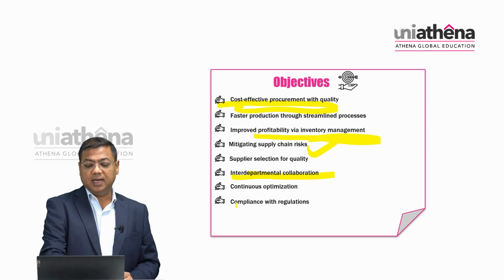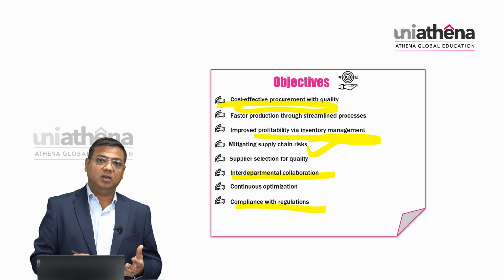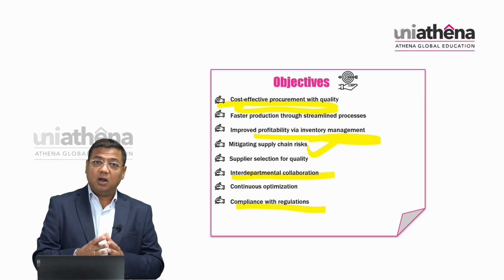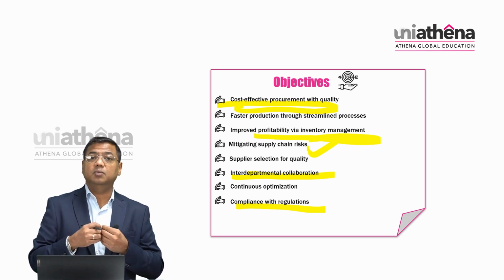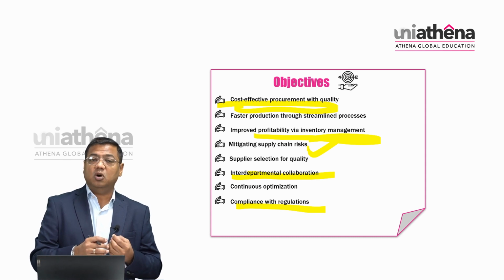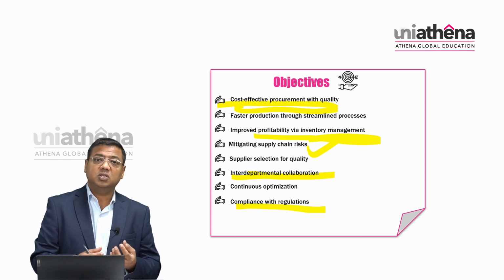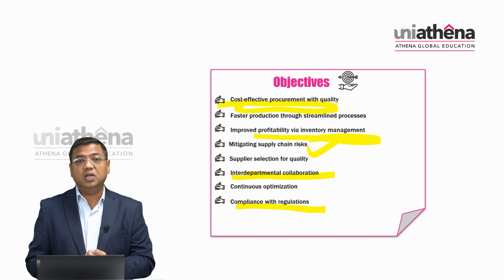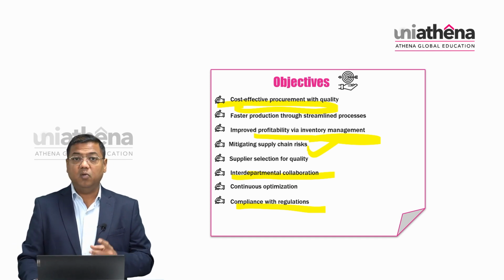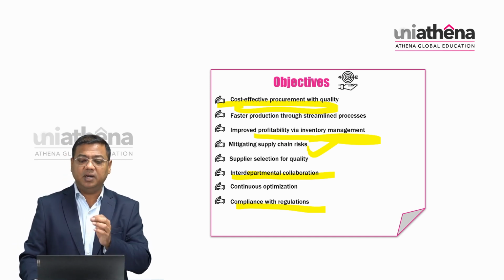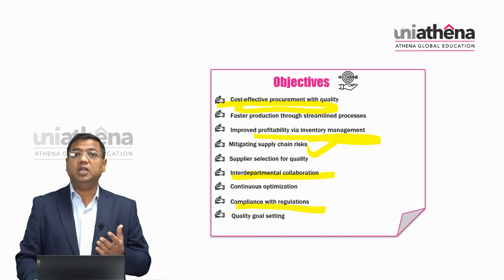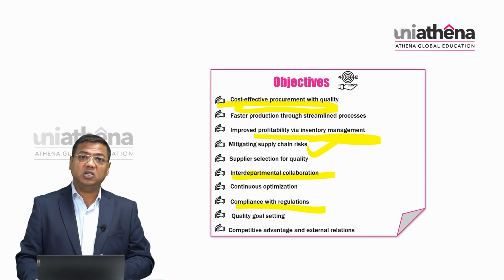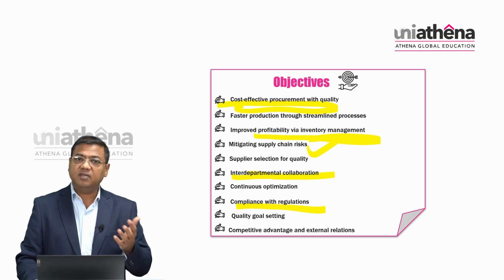Very, very important again is compliance with regulations. There are rules and rules to be followed in procurement. As we said, this is the most expensive thing that your organization has. The budget is 60 to 70%. Compliance with regulations is extremely important when it comes to procurement. That's one of the fundamentals of procurement. Quality goal setting, competitive advantage and external relations. So, several objectives.